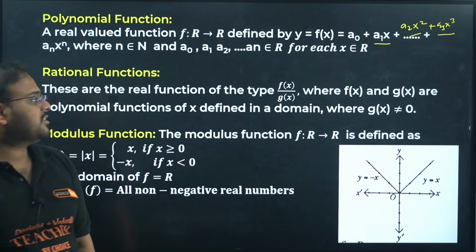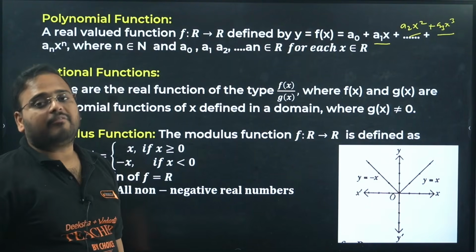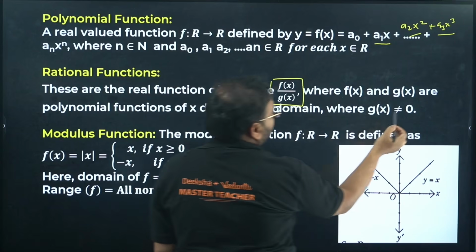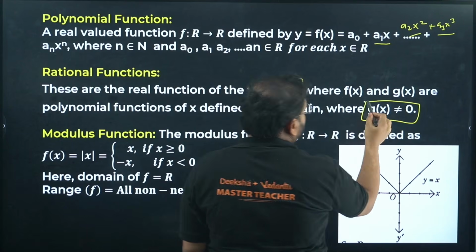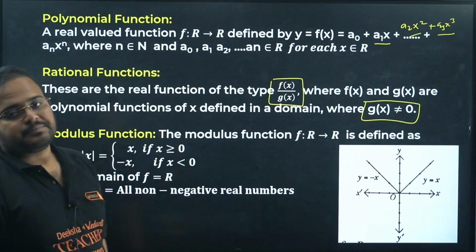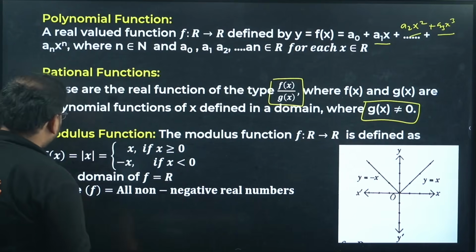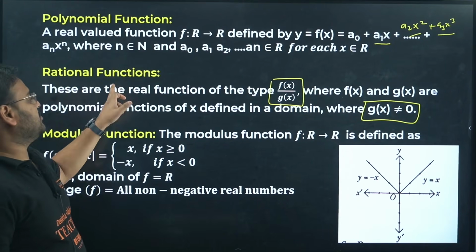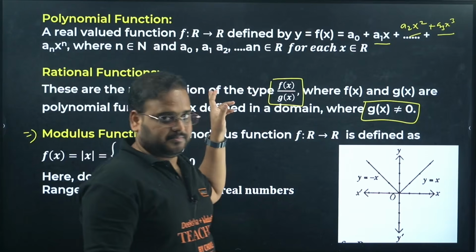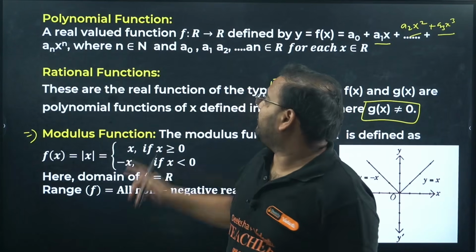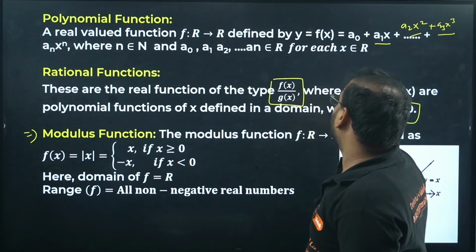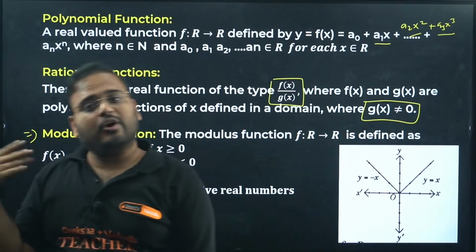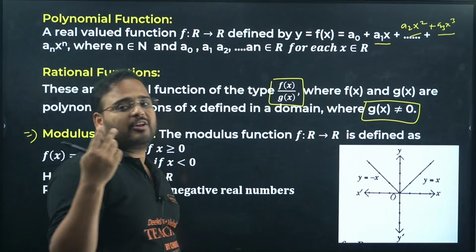Rational function is when you have the function in the form of a fraction, f(x)/g(x), provided g(x) is a non-zero value. This is called a rational function. Modulus function is very commonly used. These are two general functions, so we cannot draw the graph of these. We can draw the graph of 1/x. We can draw the graph of a quadratic, which will be a parabola. Linear will be a straight line. We can draw those graphs, but in general we cannot draw the graph.